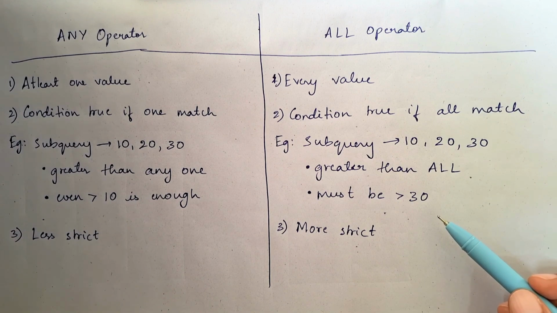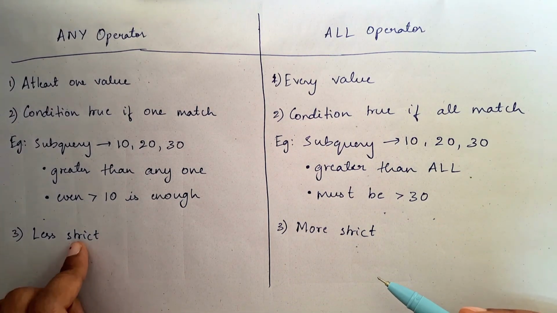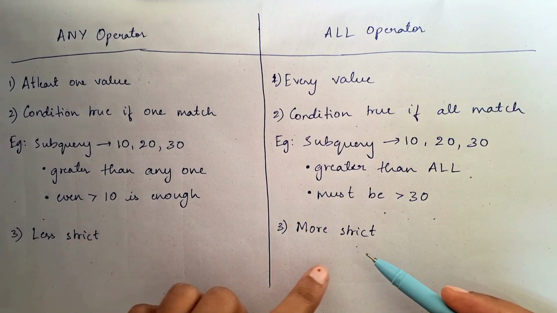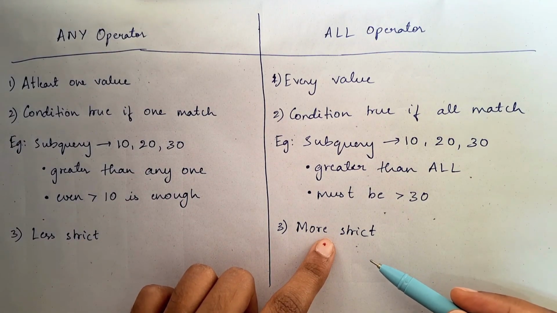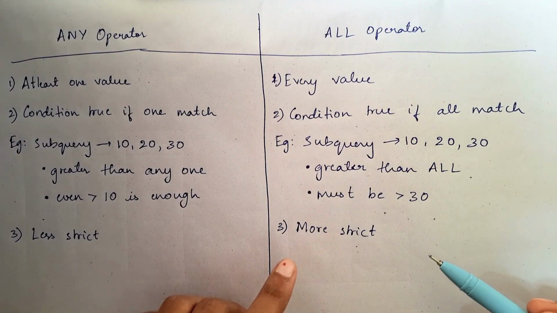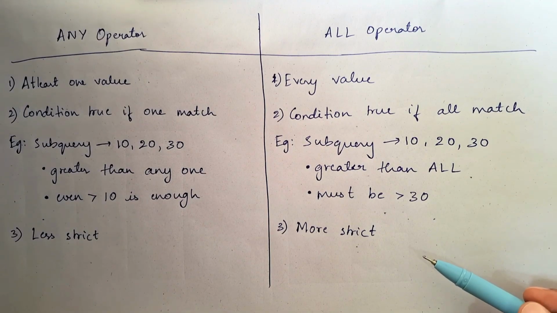I think you understood this, guys. And one more thing, any is less strict because it checks only one match, but all is more strict because it checks every value. So guys, that's all about the difference between any and all. And this is very, very important from the point of view of interviews. So please revise it before attending the interview.